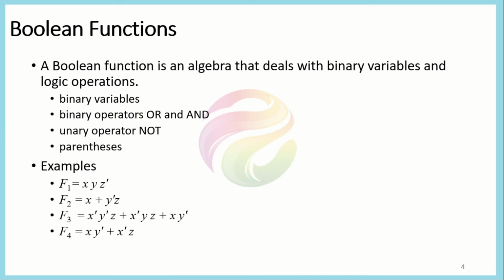We have written a few examples of different Boolean functions here. Each Boolean function represents a different thing. The first is basically the AND of three terms: x, y, and z complement. The second function, f2, is represented as the OR of two statements: one is x1 and the second is y complement z. Similarly, the third function is the OR of three different terms. Similarly, we also have a fourth one.